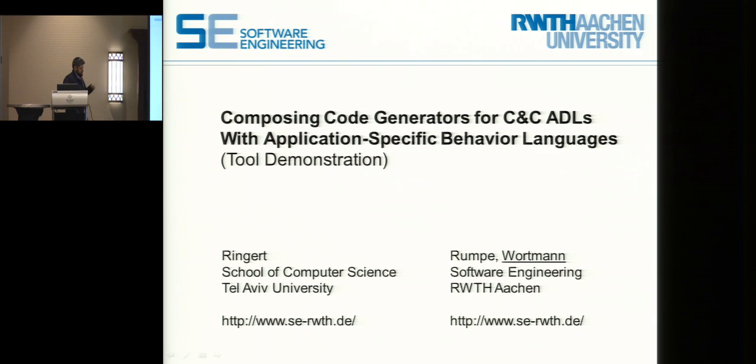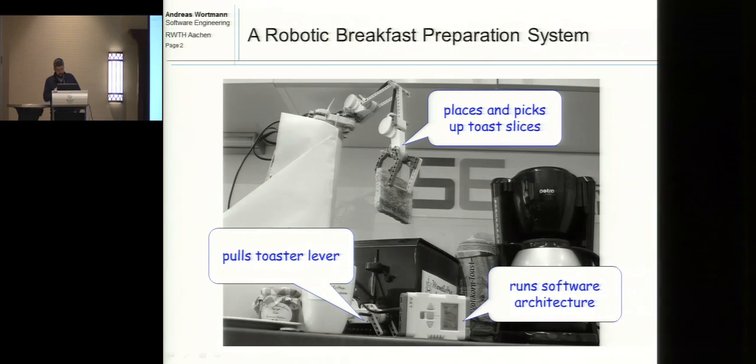Code generators for architecture description languages that allow you to embed application-specific component behavior languages. So we come from a software language engineering group, and with that approach we want to generate executable systems from these language aggregates. The running example is as follows.